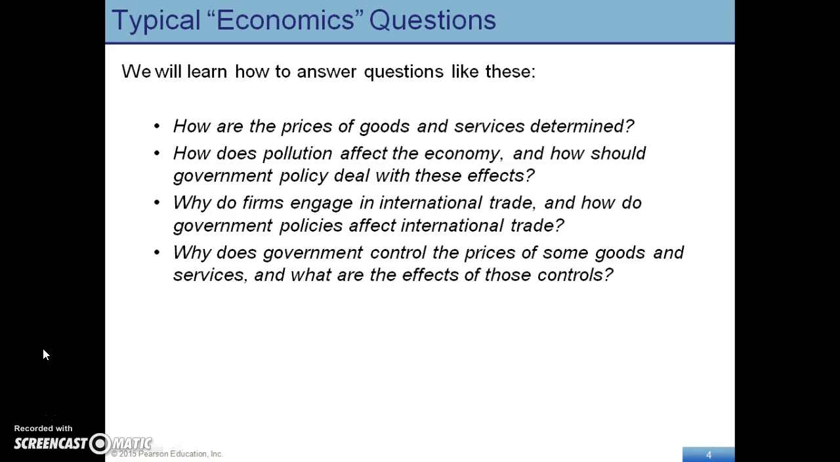Now, here are some typical economic questions, like how are prices of goods and services determined? How does pollution affect the economy? What are the roles of the government, and how can they influence consumers? How does international trade influence policies and government decisions? So those are some of the typical economic questions we look at in the course.